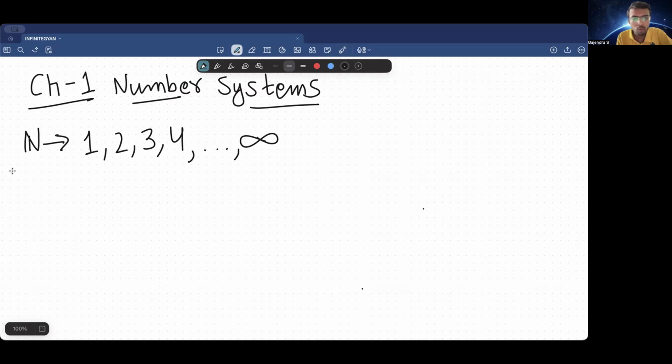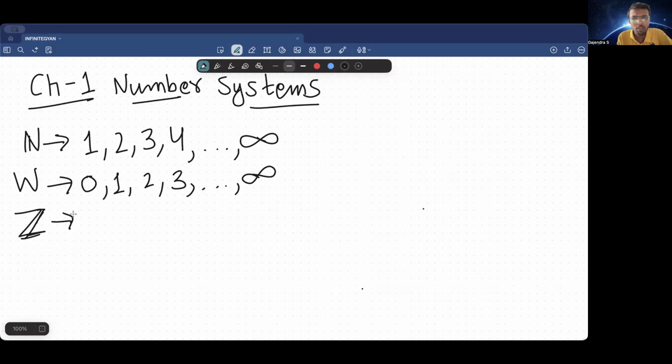And what about whole numbers then? Represented by W. Yes, exactly. Those start from 0, 1, 2, 3, and keep going on till infinity. And now you also came across in your previous classes that apart from these numbers, we have integers, and integers are represented by z.